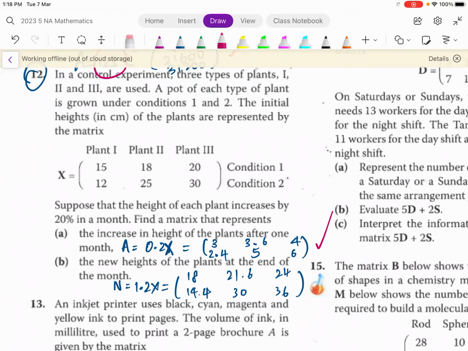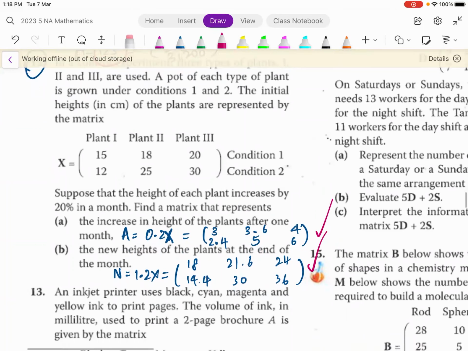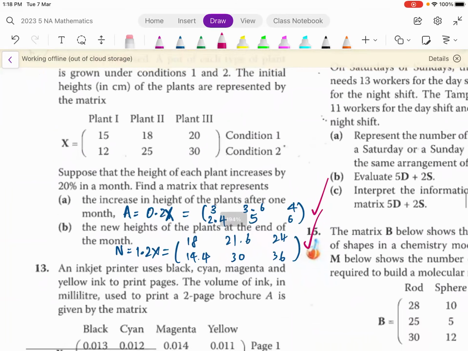And then the new height, you can take the original plus your answer in part A. Alternatively, the new height is just 1.2 times of the original, and you get the answer as such. So many ways of doing it.